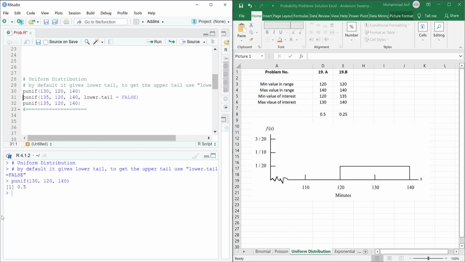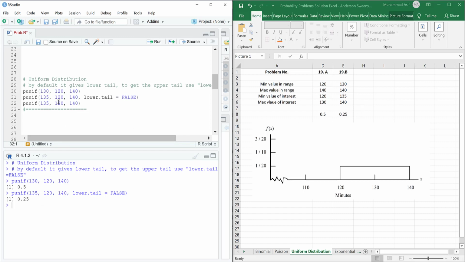And if we want to find the upper one, in this case it's 135, and when I run this command, that will give a 25%. Again, that's the same thing that we found in Excel.